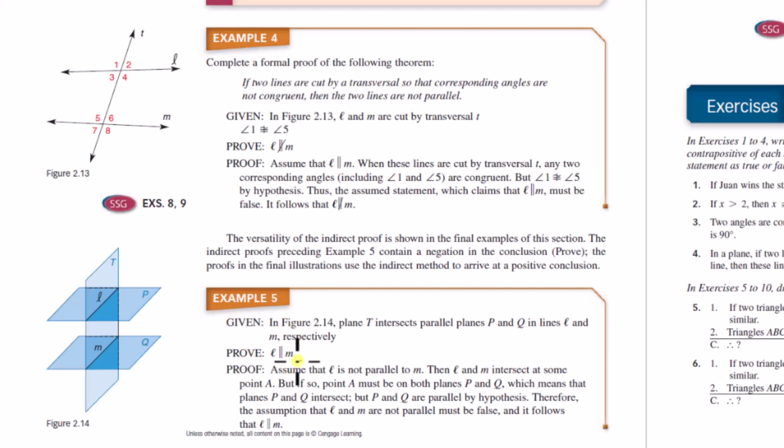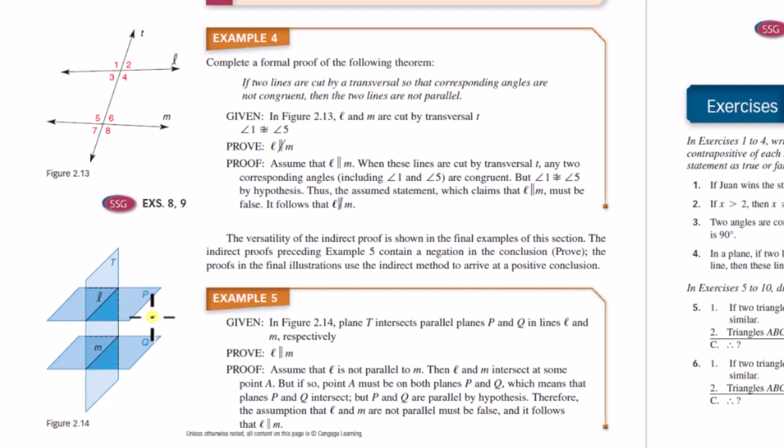All right, so there's no negatives here, but let's still try and use an indirect proof. So, okay, let's assume that L is not parallel to M. Let me just try and talk through this more informally. L is not parallel to M.